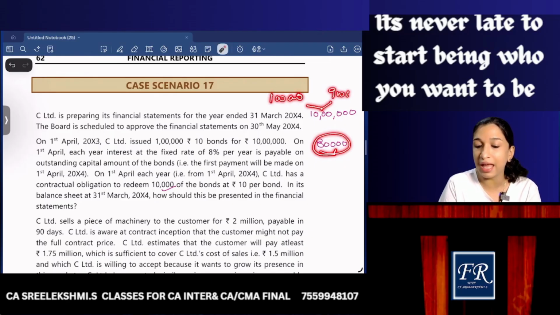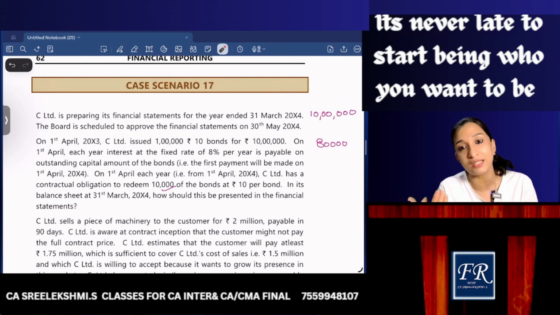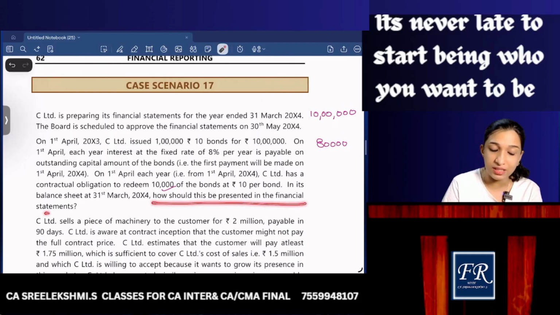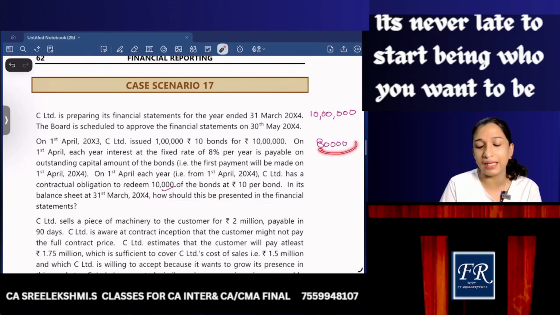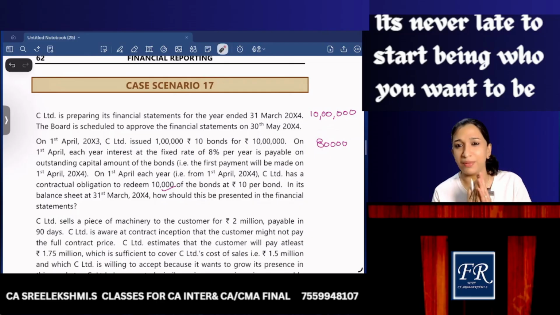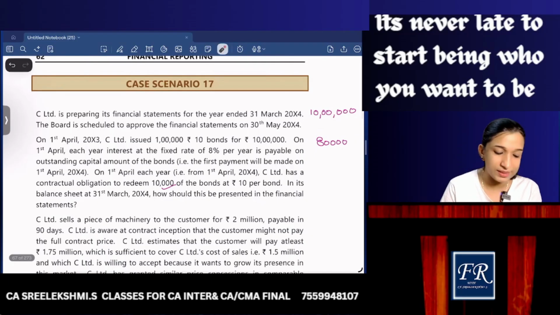And the balance 9 lakh payable after 12 months will be presented as non-current liability. So how this will be presented in the financial statement: 1,80,000 current liability and 9 lakhs non-current liability. That is how it will be presented in the balance sheet. Let's find out the question.